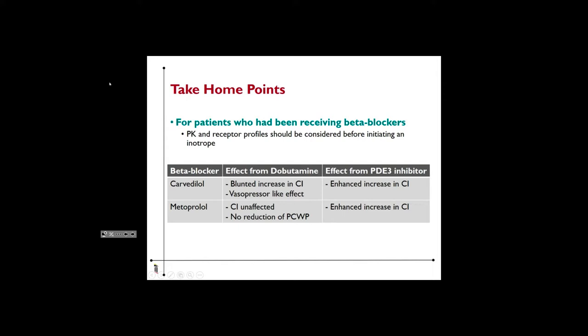If we gave metoprolol and we stopped it and we give dobutamine, this cardiac index, you really wouldn't see an effect. You might see a reduction of the response in pulmonary capillary wedge pressure. And then for either of the beta blockers, if you stop them and then give milrinone, you may see somewhat of an enhanced increase than you'd normally see with milrinone itself.